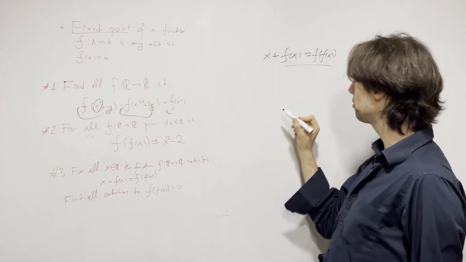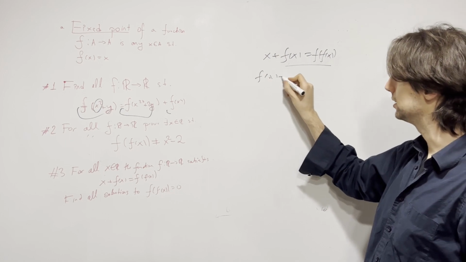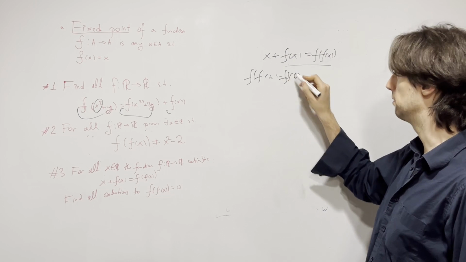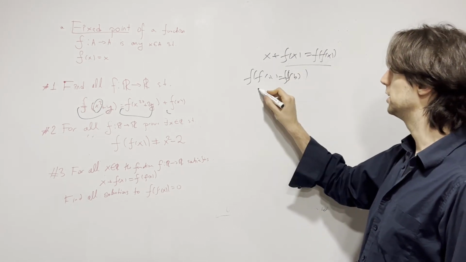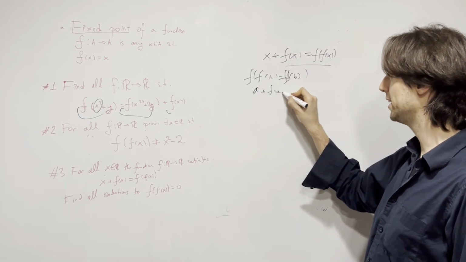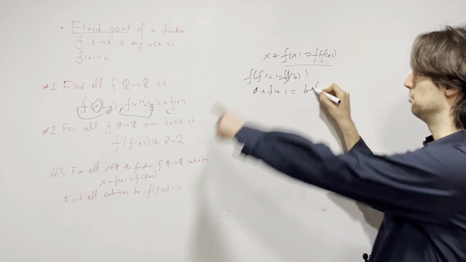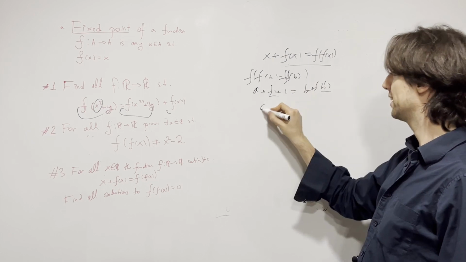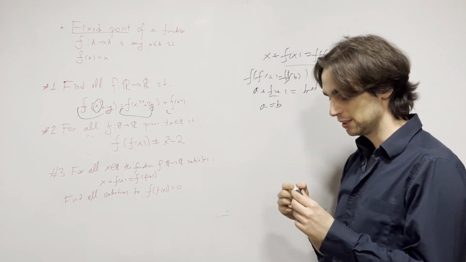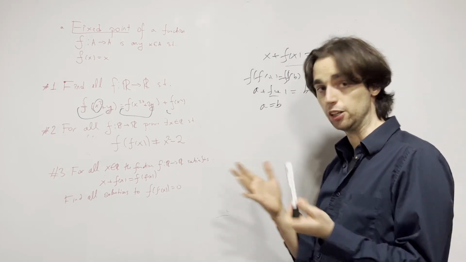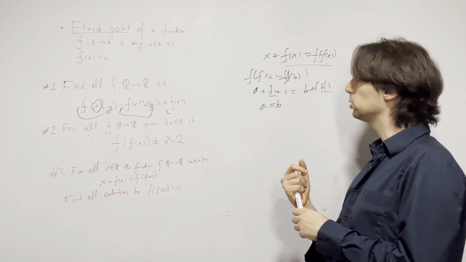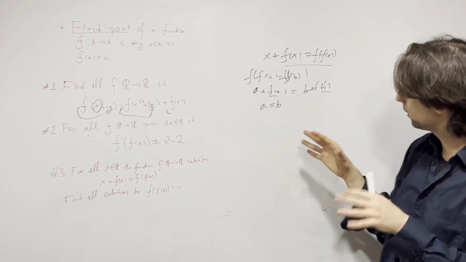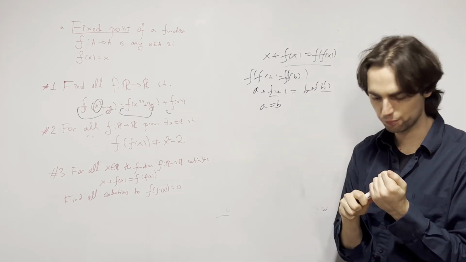Here's where you look for injections. If f of a is equal to f of b, then a plus f of a is equal to b plus f of b by the functional equation. And because f of a is f of b, that implies a is equal to b. So the function is an injection. I'm not going to say anything just yet, but the function we know now is an injection.